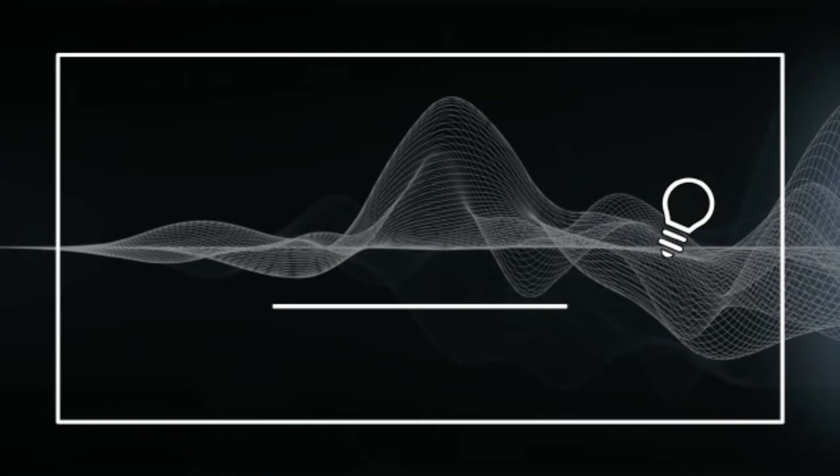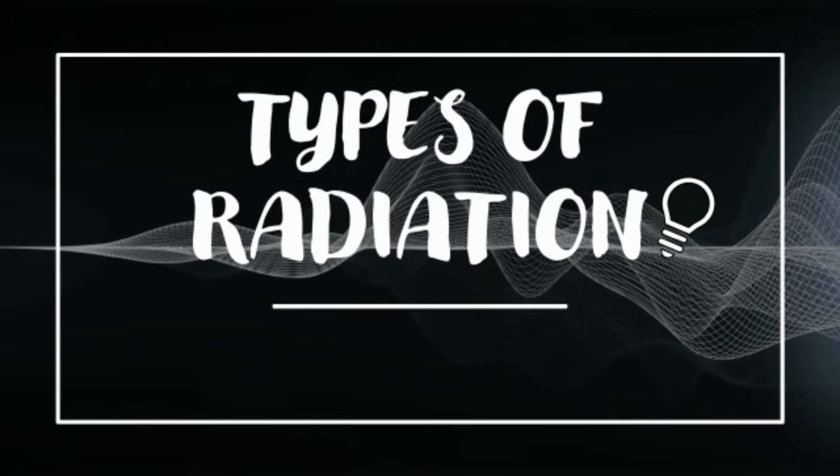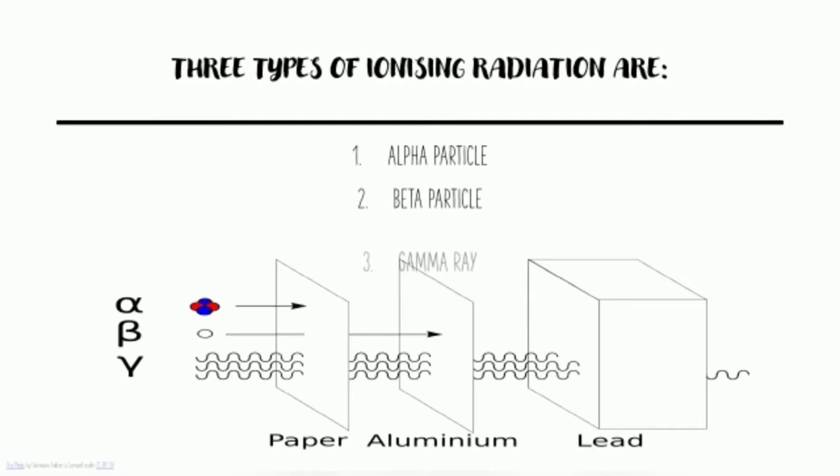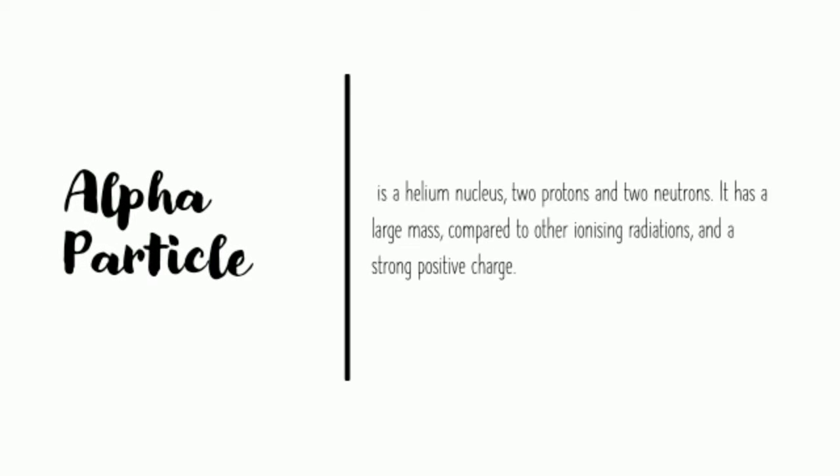I am Abhinesh. Today I want to present about the types of radiation. There are three types of radiation: alpha particle, beta particle and gamma ray. The first one is alpha particle. It's a helium nucleus, 2 protons and 2 neutrons. It has a large mass compared to other ionizing radiation and a strong positive charge.